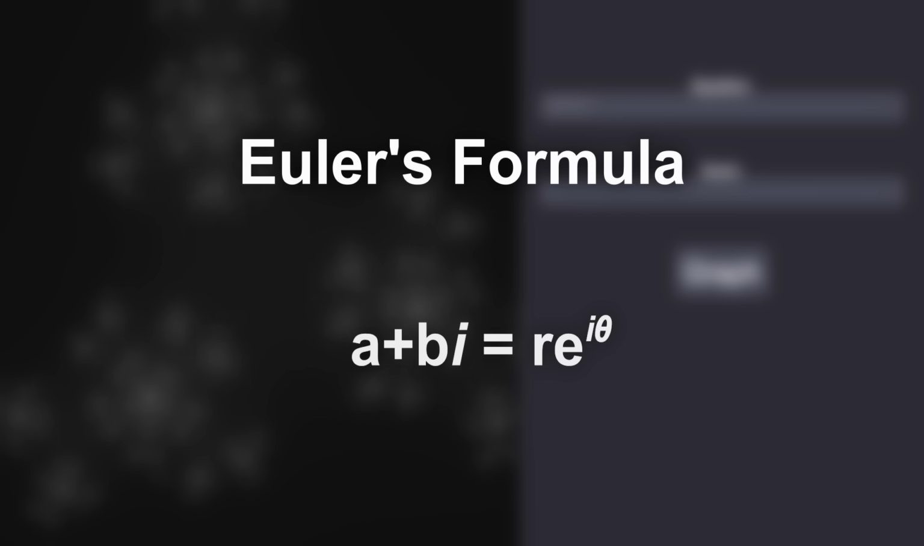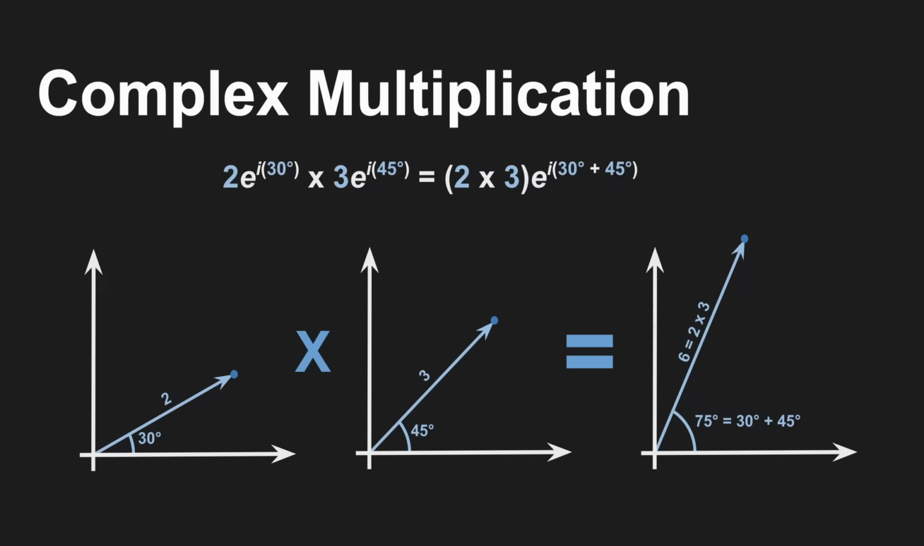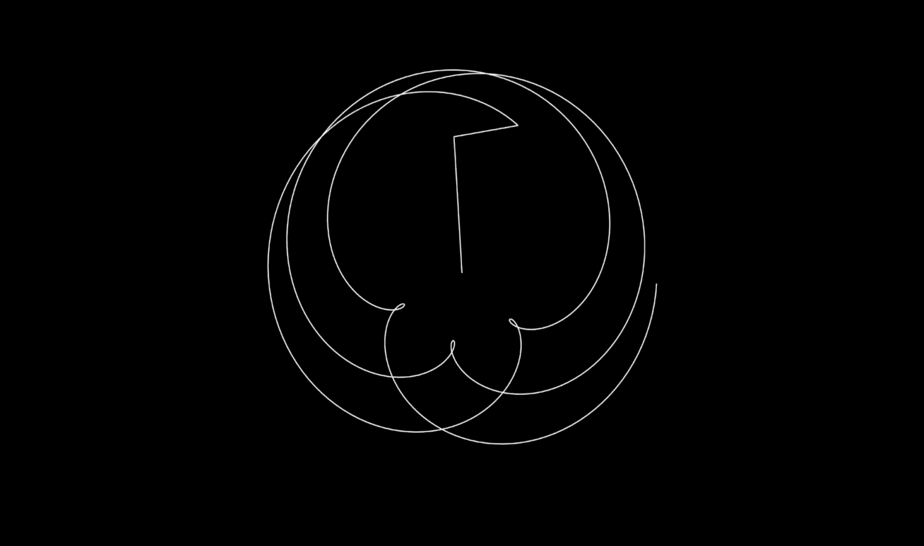Its discovery and derivation is hidden behind some of the most insane math ever, but one of the key things it implies is that when you multiply two complex numbers together, you're really just adding their angles and multiplying their magnitudes, which means that complex multiplication is actually just a form of rotation. And rotations are oftentimes pretty intrinsically beautiful.